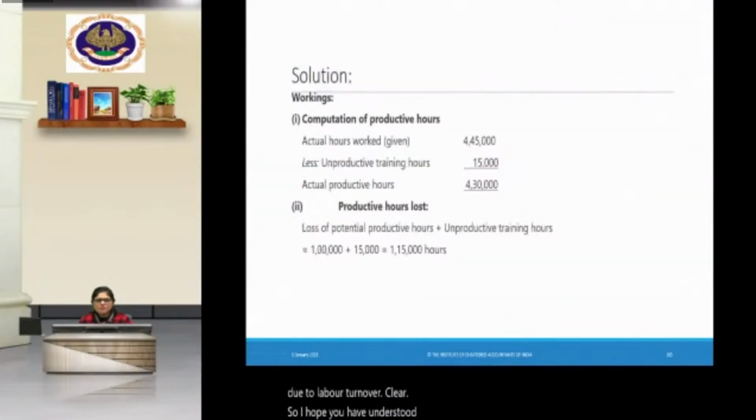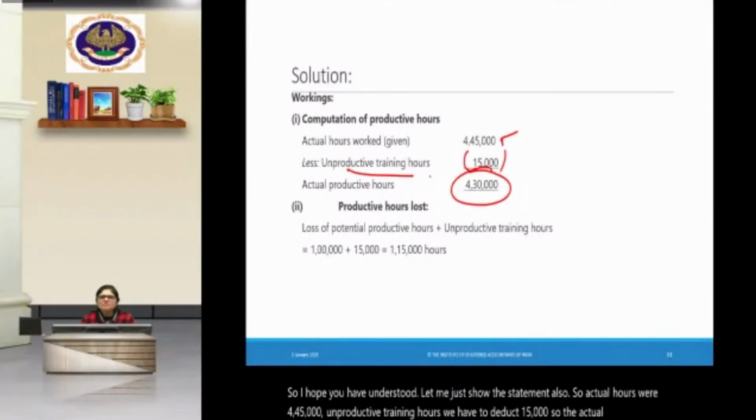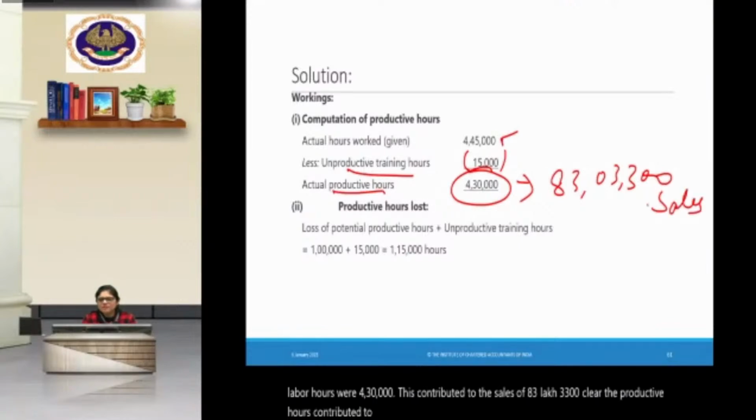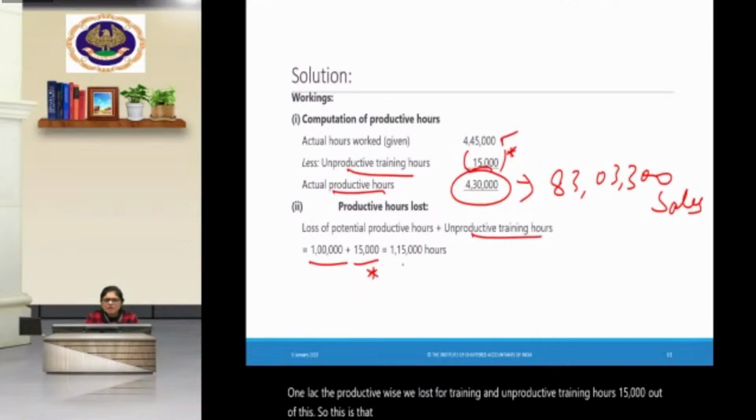Now let me just show you the statement also. So actual hours were 4,45,000. Unproductive training hours, we have to deduct 15,000. So the actual productive labor hours were 4,30,000. This contributed to the sales of 83,03,300. Clear? The productive hours contributed to the sales of 83,03,300, as given in the question. And total unproductive hours: 1 lakh productive hours we lost due to turnover, and unproductive training hours of 15,000. So this is that 15,000. It has come here. So total unproductive hours are 1,15,000.